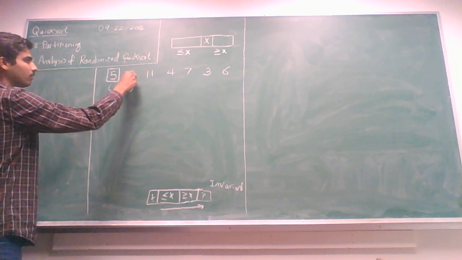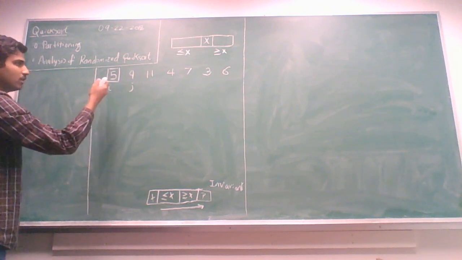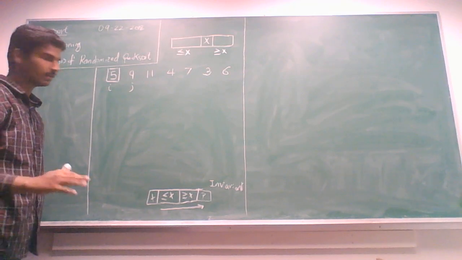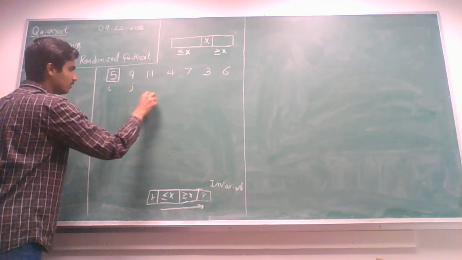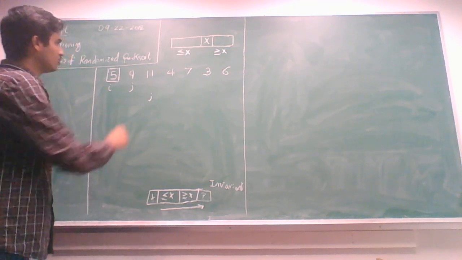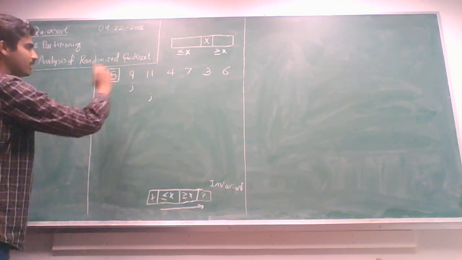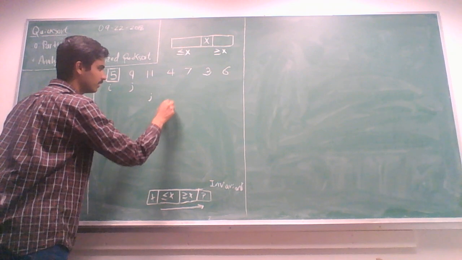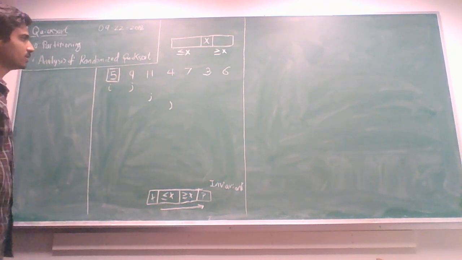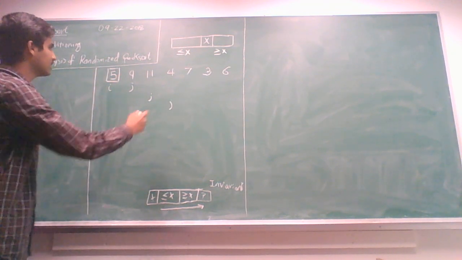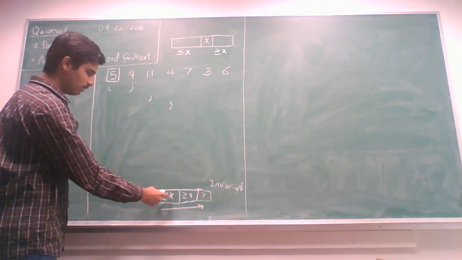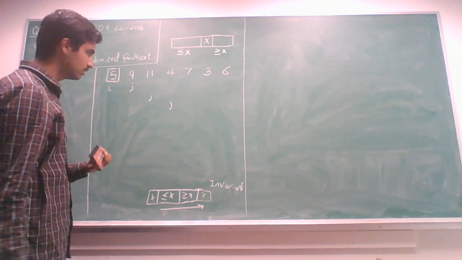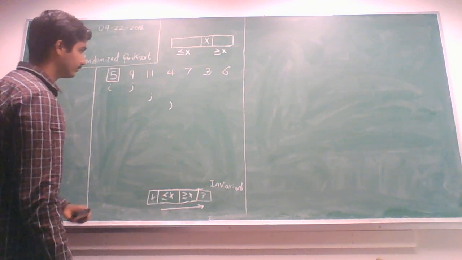Now here, comparing 9 and 5, when you see that a number is greater than the pivot element, you do nothing, you just go ahead. So j is incremented. Now the element at position j is 11. Again, this is greater than 5, so you will increment. Now you notice that the number is 4, and this is less than 5. So now you have to swap some elements to maintain this configuration.